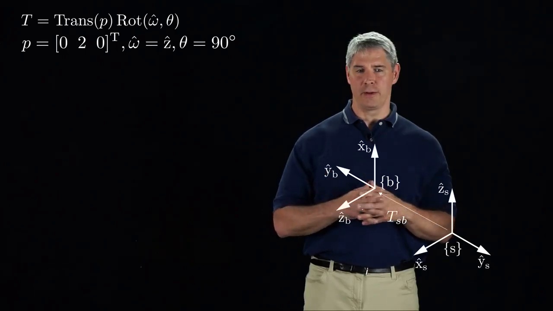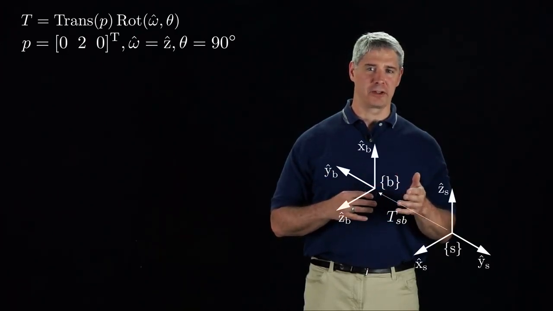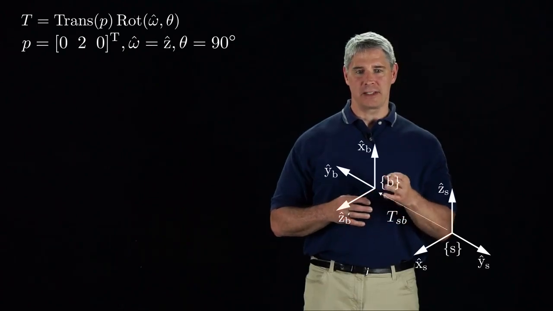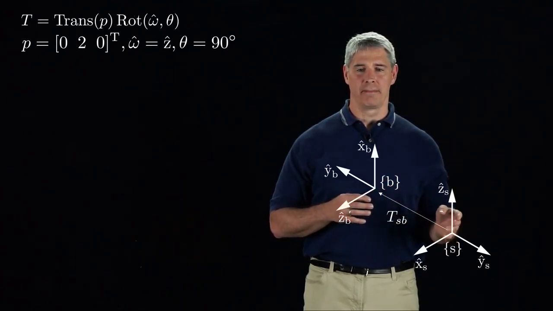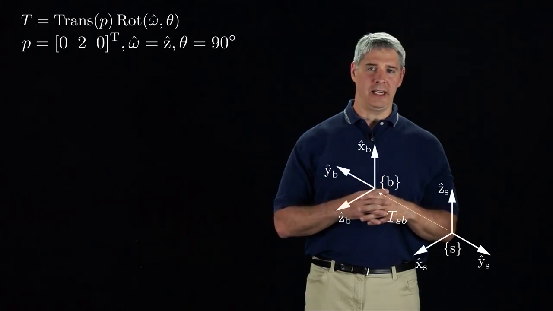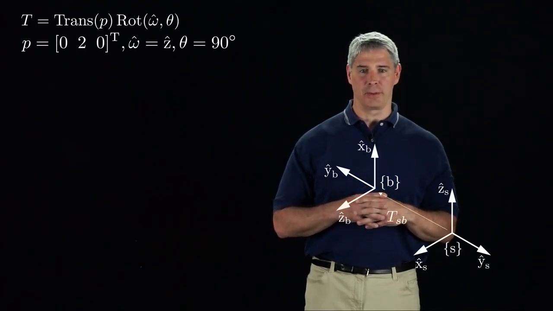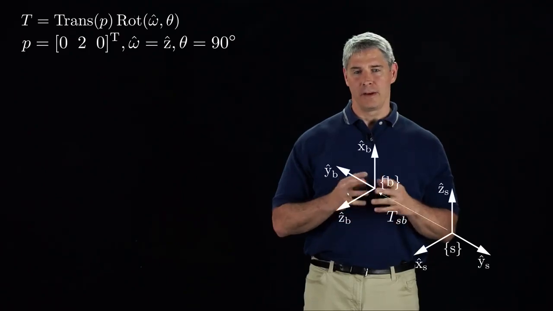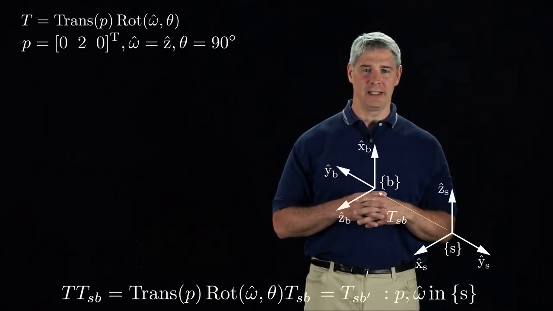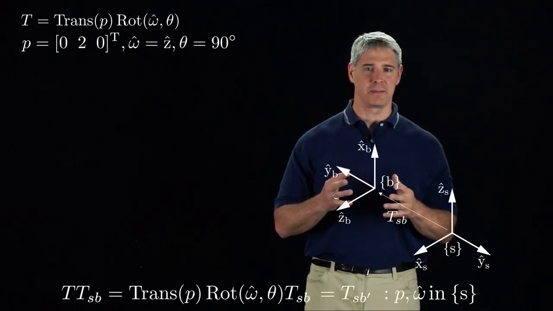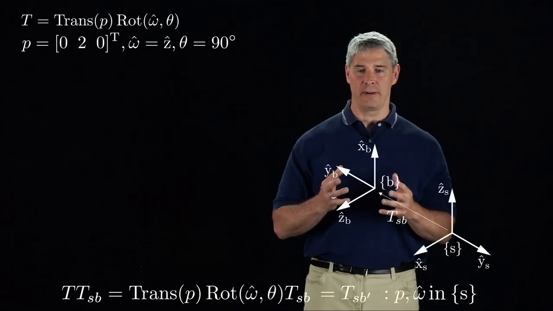Since we have 2 frames, we need to know whether the transformation vectors P and omega hat are expressed in the B frame or the S frame. The answer depends on whether T right multiplies or left multiplies TSB. If we left multiply TSB by T, the vectors P and omega hat are considered to be expressed in the frame of the first subscript of TSB, the S frame.